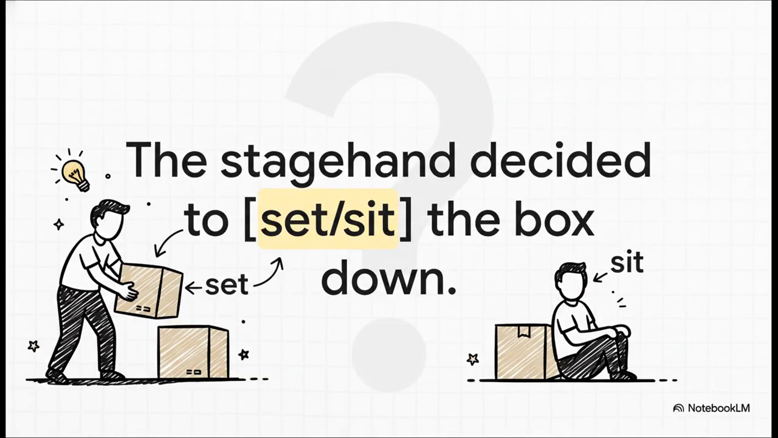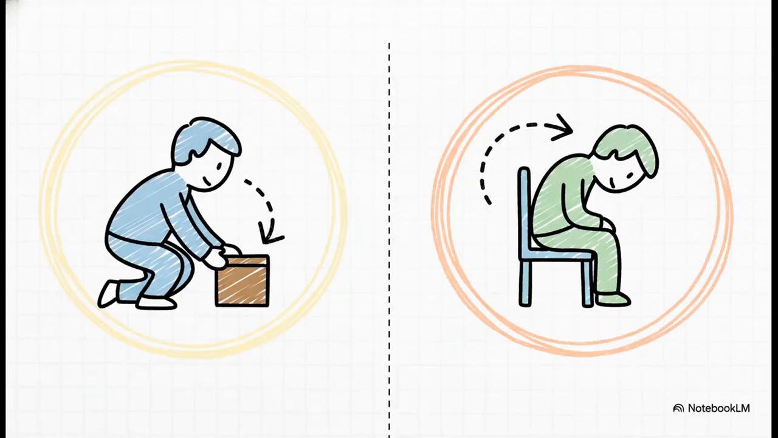Okay, next up. Is the stagehand going to set the box down or sit the box down? Again, just think about it. Is there an object involved here? And you got it. The answer is set. Just like raise, the verb set needs an object. You set something down. The verb sit, on the other hand, is what you do. You sit in a chair.